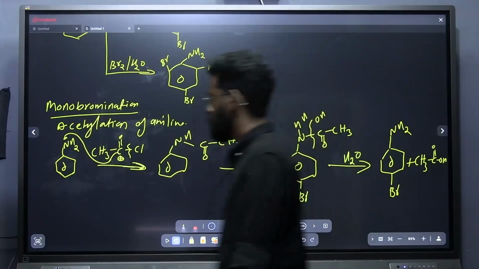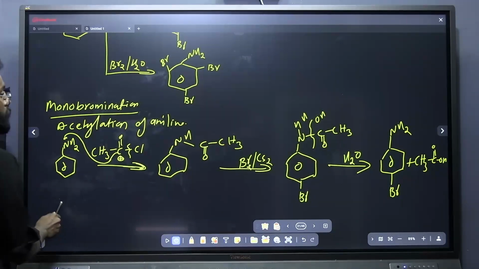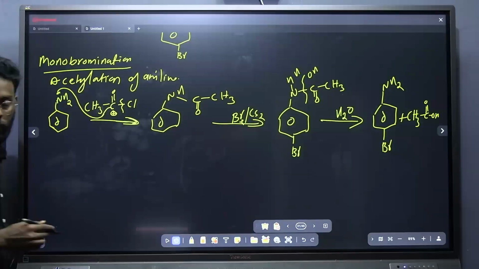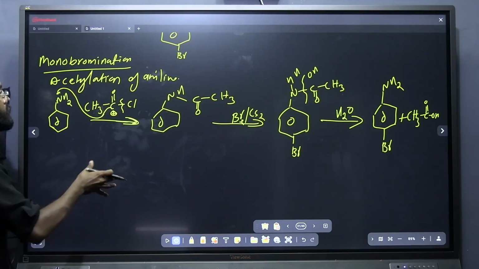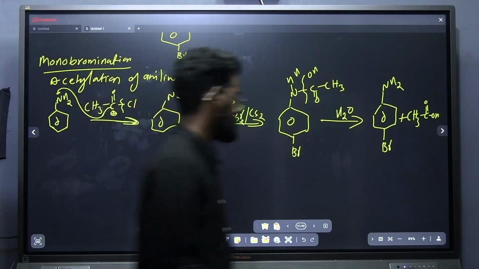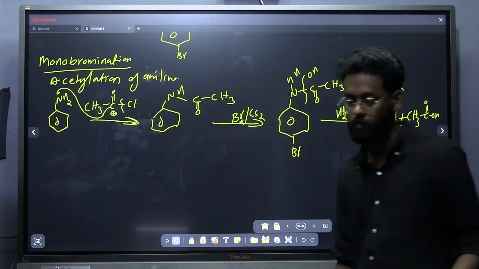Okay, this is how we can make monobromination. Direct monobromination is not possible because NH2 is a highly activating group. We can find out the monobromination product by deactivating the ring by doing acetylation. Got it, everyone? Just go through it. Just tell me, is it clear or not? Yes.